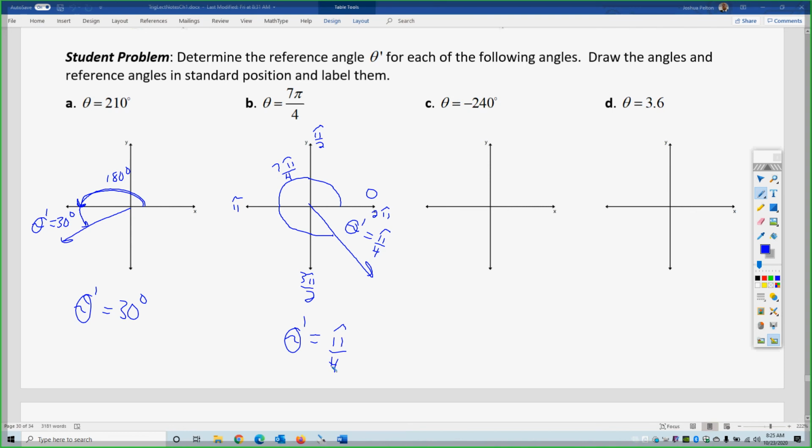Okay, next one, negative 240. If I go negative, that's 90, 180. Well, that's 270 on the next one, so I didn't quite make it to 270. From here to here, that's 180 degrees, but I have to go 240. So I'm actually going negative 180, aren't I? That'd be another 60 degrees to get to the 240. So that is my reference angle. My reference angle is 60 degrees, and reference angles are only positive. Okay, 3.6, I have to think.